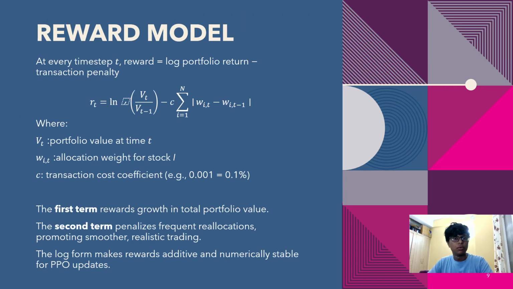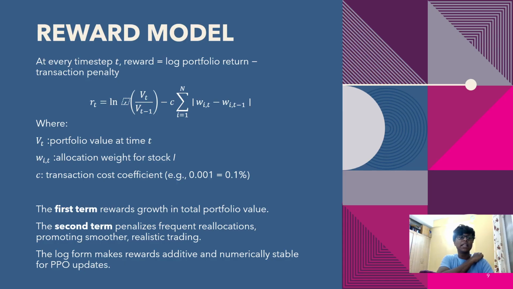Then you have the reward model. At every time step t, the reward is basically the log of portfolio return minus a transaction penalty. This is what the agent receives based on its actions, and this is what the agent will try to maximize. As you can see, it has two components: one is the log of the returns component, and the other is the transaction cost component.